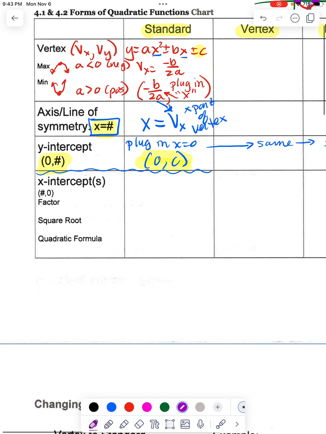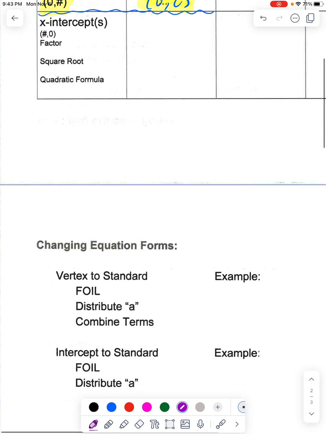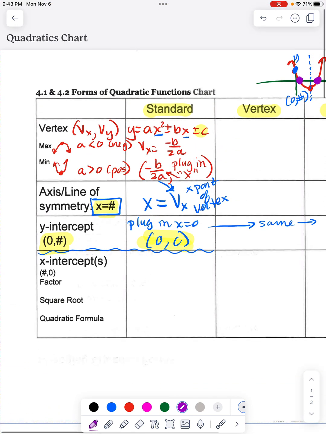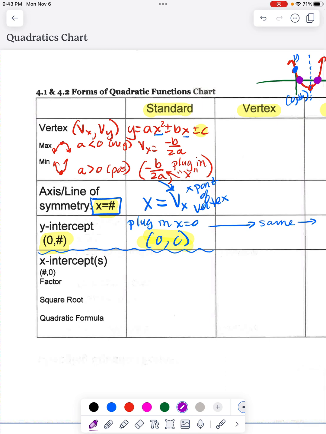So there's a lot of things to remember, but it's very systematic. Since standard is the only one we have looked at so far, I'm going to go ahead and quit there. But I'm going to come back to this and fill it in as we learn vertex and intercept form as well.